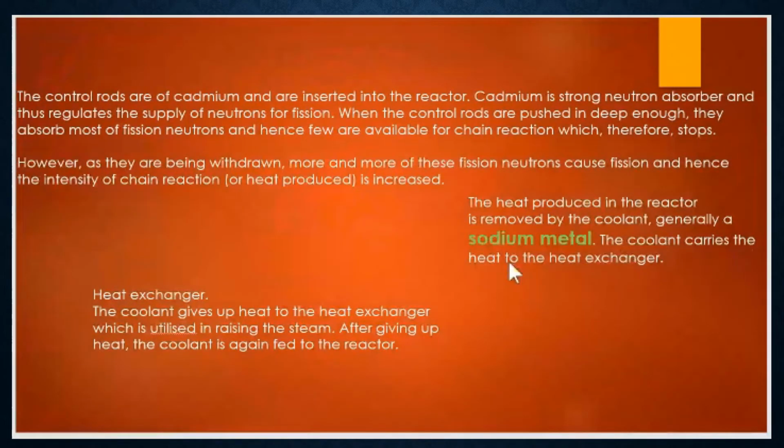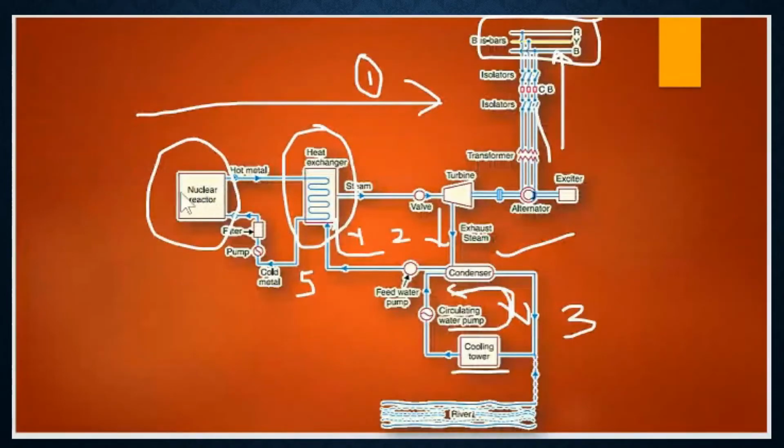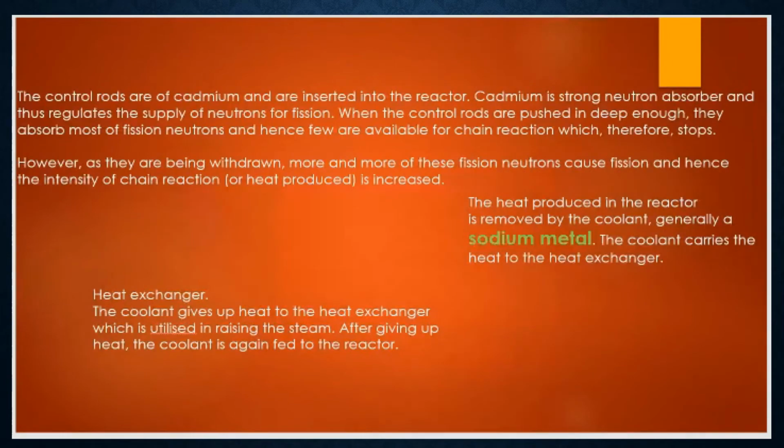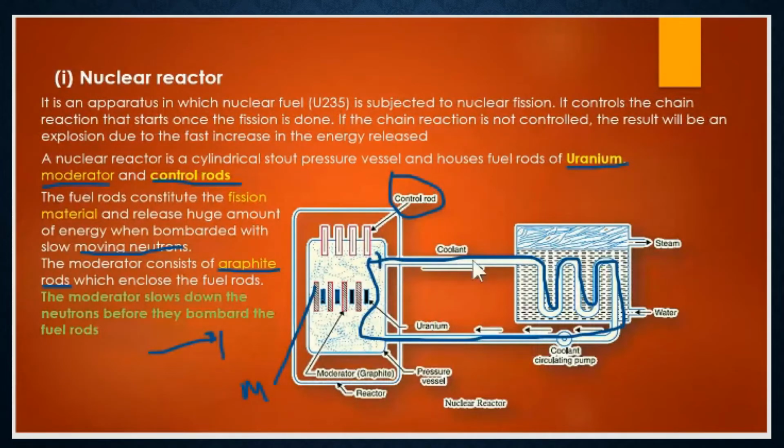This coolant carries the heat to the heat exchanger. From this nuclear reactor to the heat exchanger, as I told you, a hot metal is used. That hot metal is nothing but your sodium metal. This blue line drawn here is nothing but your sodium metal, which is called coolant. It will exchange the heat. It will take the heat from this nuclear reactor to the heat exchanger.